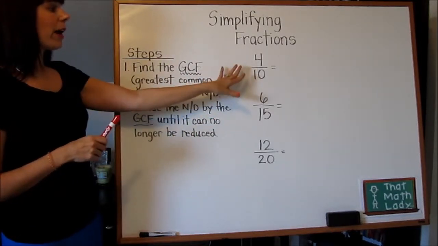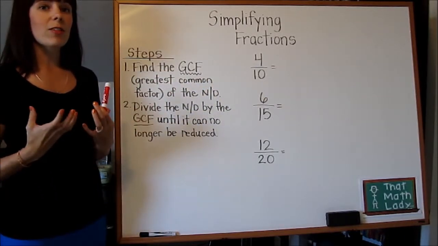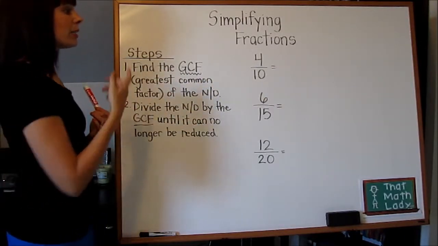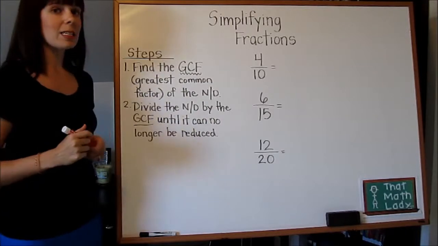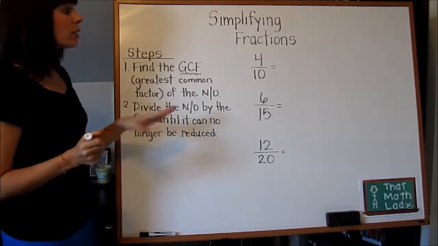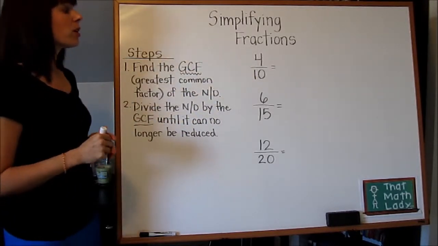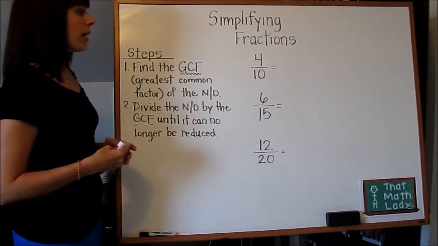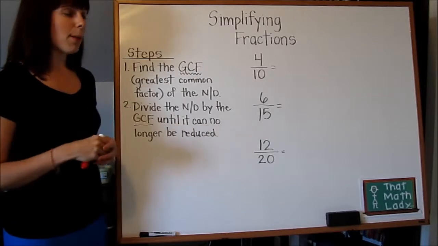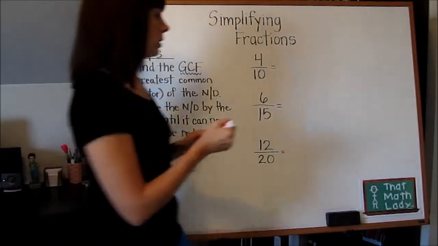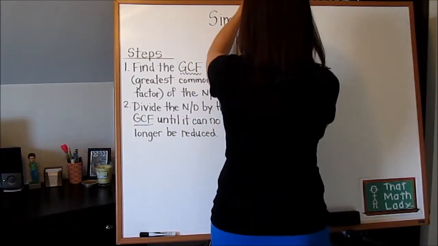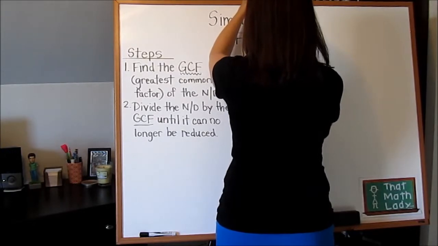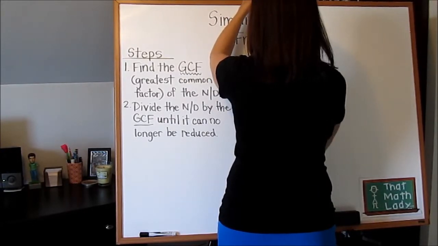So if I want to simplify 4/10, I need to think of a factor that is multiplied to give both 4 and 10. And I know that both of these are even numbers, so I can automatically assume that 2 is a factor, and it happens to be the greatest common factor between them. So I'm going to divide both my numerator and my denominator by 2.